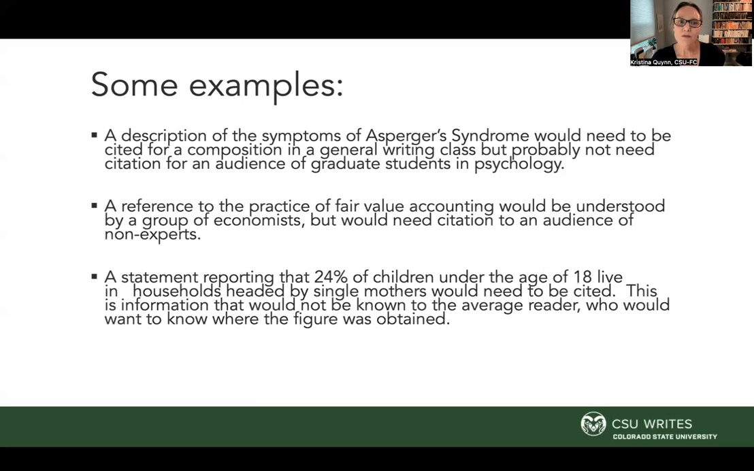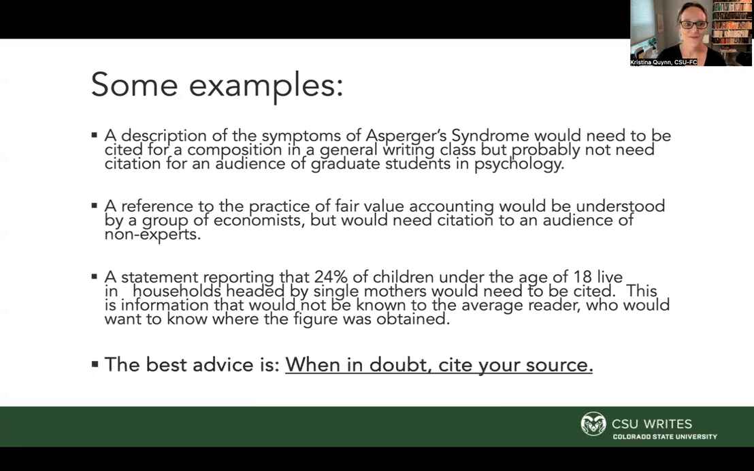This one here, a statement reporting that 24% of children under the age of 18 live in households headed by single mothers. That would need to be cited no matter what. And that's because it includes 24%, right, under the age of 18. Where did this figure come from? Where did this information come from? All right. And the best advice, when in doubt, cite, as always.